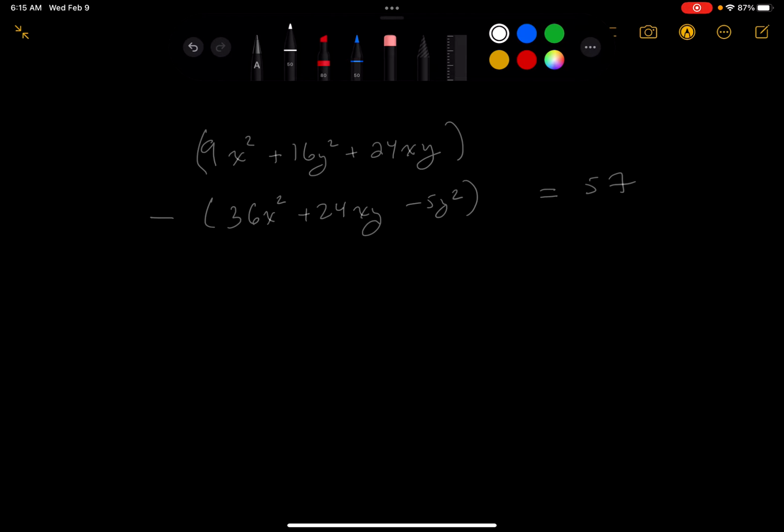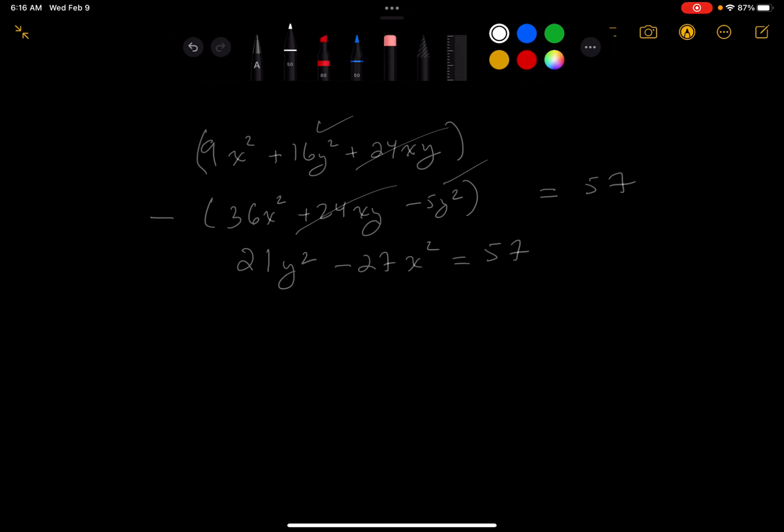And again, I'm just working on the first equation. What do I see there? Let's add it together. And the xy terms disappear. That's good news. And then you get 21y squared. Write that down. All right, so that's done. And then you're going to get minus 27x squared equals 57.